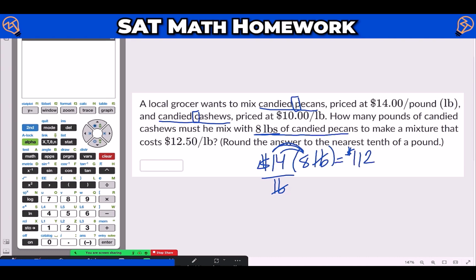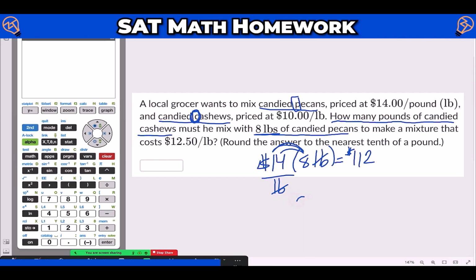So we have 80 plus 32, which is $112 just for pecans. So it's pretty expensive. And then we also know that they're getting a certain amount of pounds of candied cashews. Now, I already mentioned we have to be clear on what our variables really represent. Well, they help you out by saying, how many pounds of candied cashews? Well, we said we're going to use C for cashews, and it represents the number of pounds because that's what we're trying to find. How many pounds of cashews?